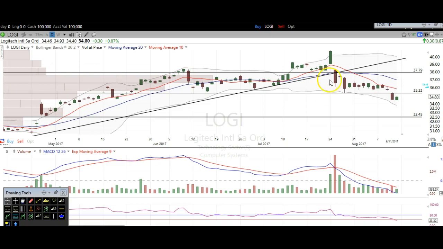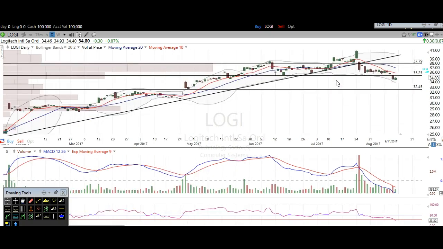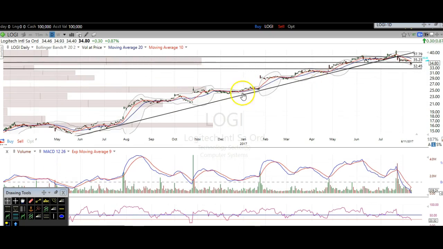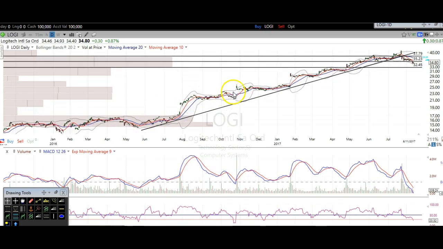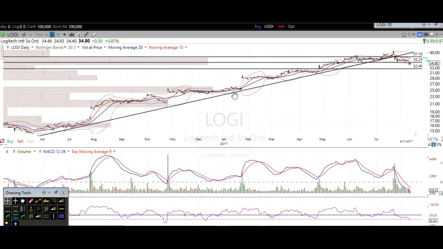We had a very steady growth of earnings, and again, I like to focus mainly on price, but it's good to know the background here of the stocks that you're trading. So Logitech had a very steady earnings growth throughout this whole run.